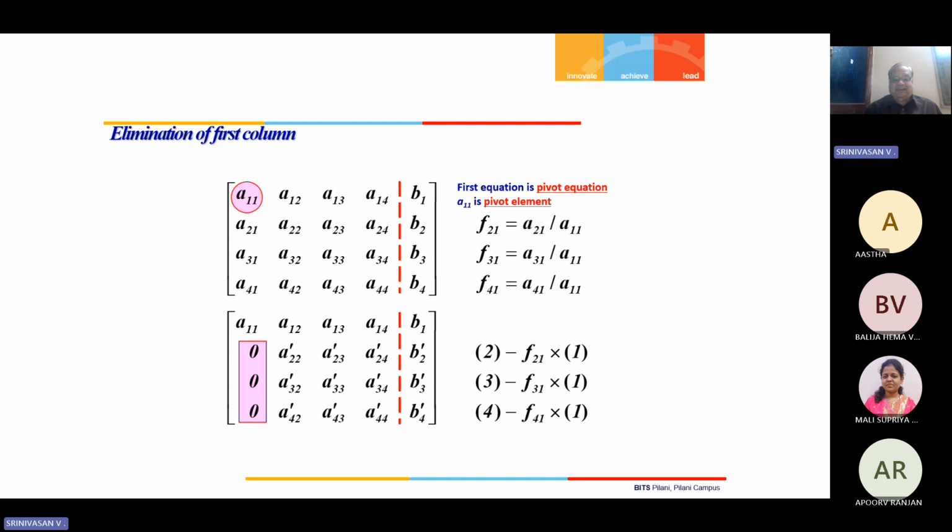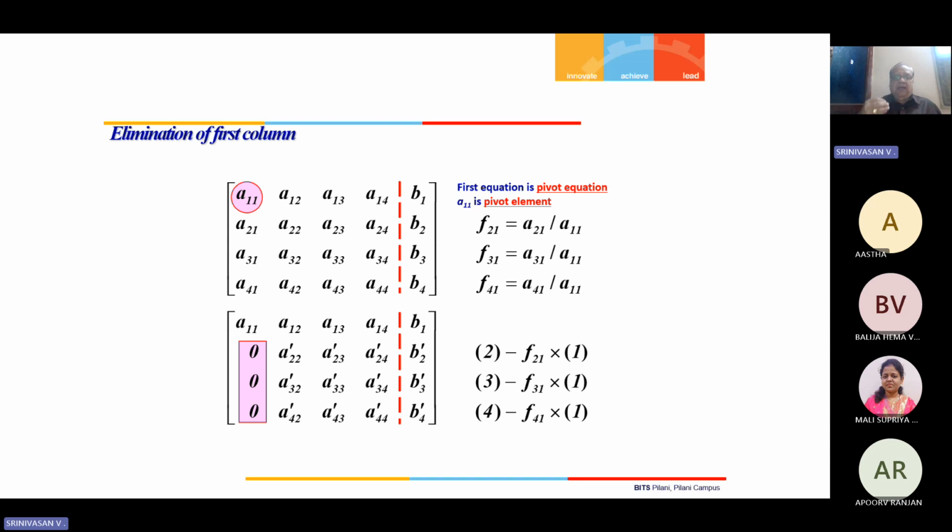So you know very well, we make A21 by A11, say F21. So what do we do? Equation 2 minus F21 into equation 1. Then the third row: row 3 minus F31 into the first equation. All these things are there, but this will not definitely be helpful to you if you just read it as it is. What exactly will you be doing?